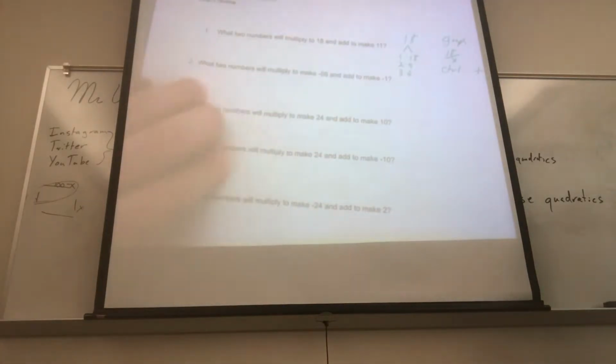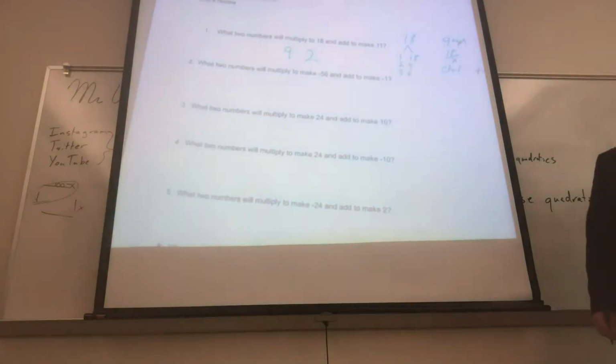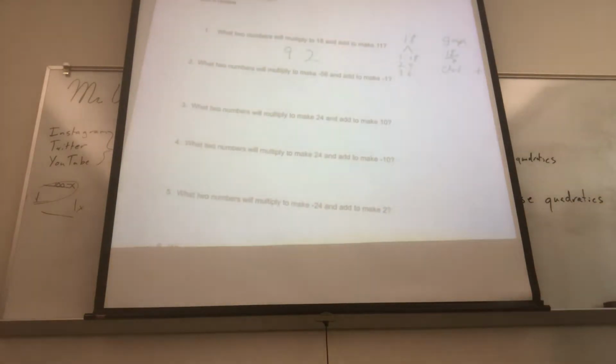For this one, the numbers that multiply to make 18 and add to make 11 are 9 and 2. 9 times 2 makes 18, 9 plus 2 makes 11.